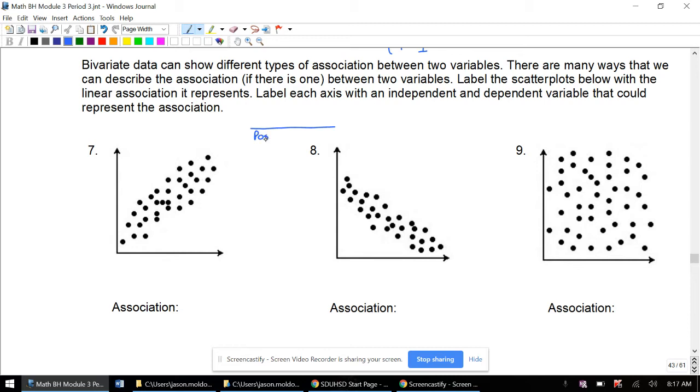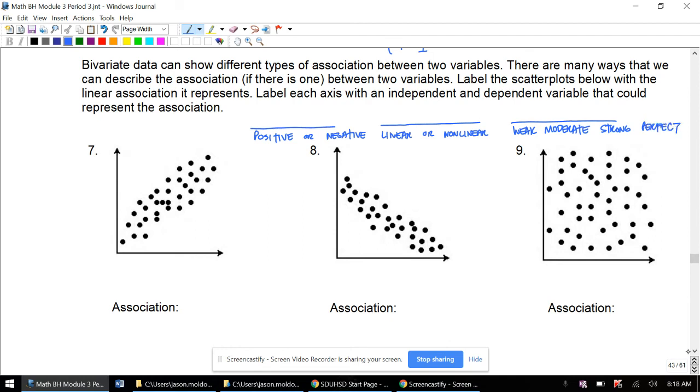We're going to describe these by choosing either to describe it as positive or negative. We're going to describe this by choosing the words either linear or nonlinear. And then we're going to choose to describe this by talking about whether it is or appears to be a weak, moderate, strong, or maybe a perfect association.